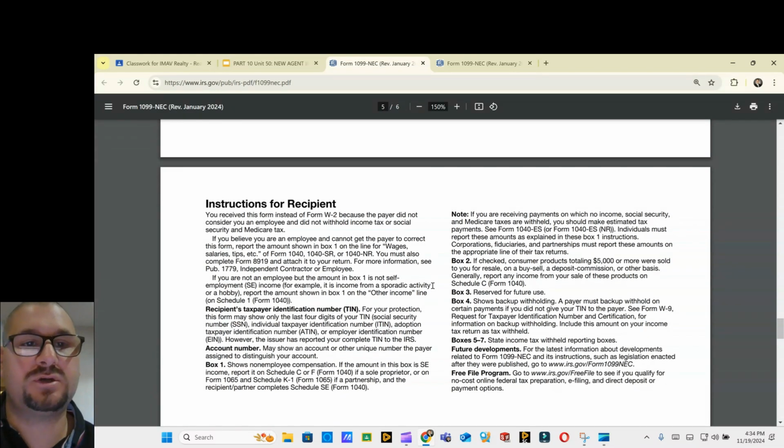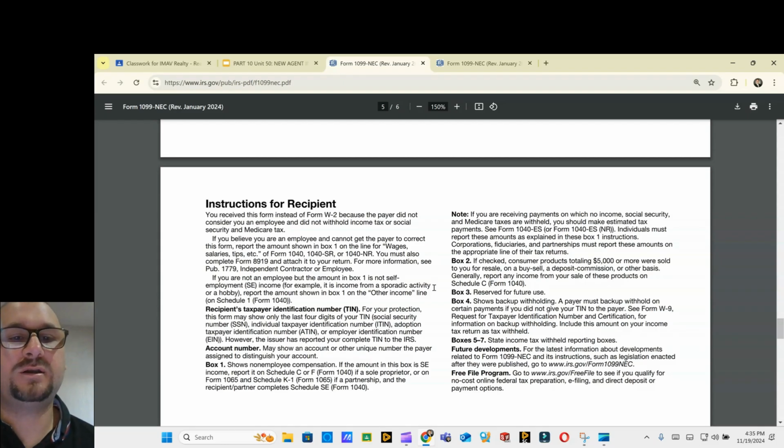Instructions for recipients. You received this form instead of Form W-2 because the payer did not consider you an employee and did not withhold income tax or Social Security and Medicare tax. If you believe you are an employee and cannot get the payer to correct this form, report the amount shown in box 1 on the line for wages, salaries, tips, on Form 1040, 1040-SR, or 1040-NR. You must also complete Form 8919 and attach it to your return. For more information, see Publication 1779, Independent Contractor or Employee.